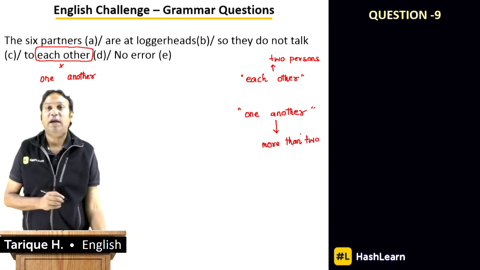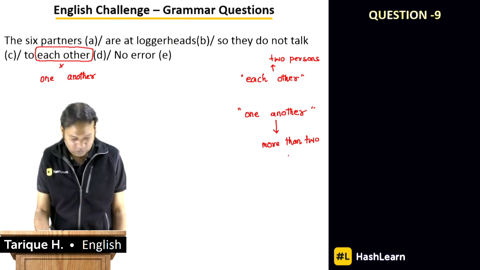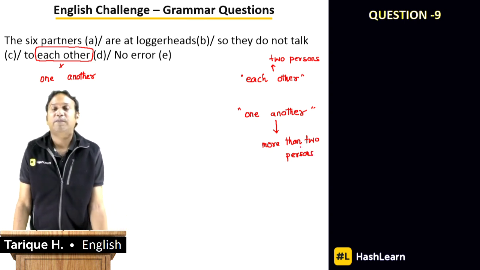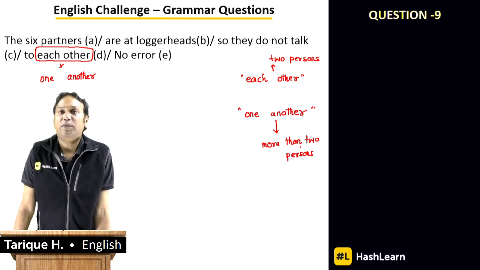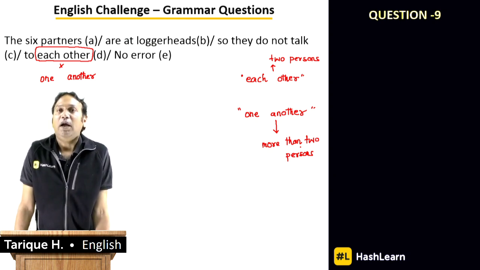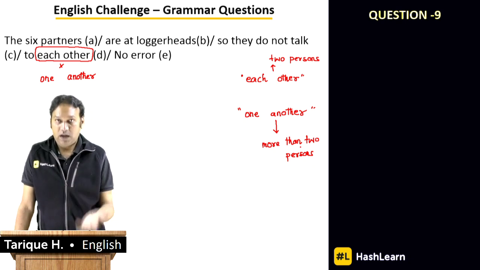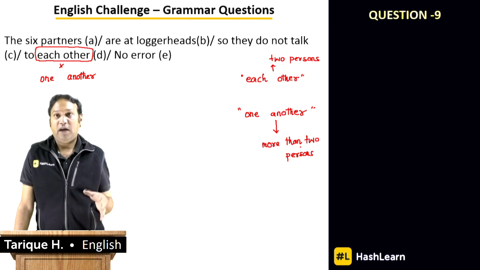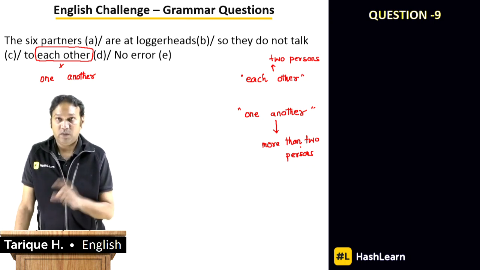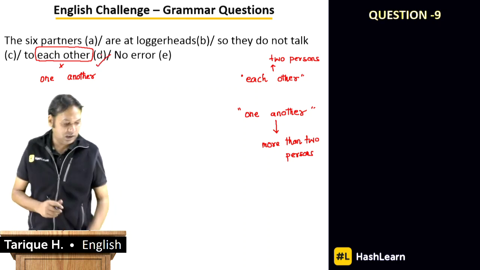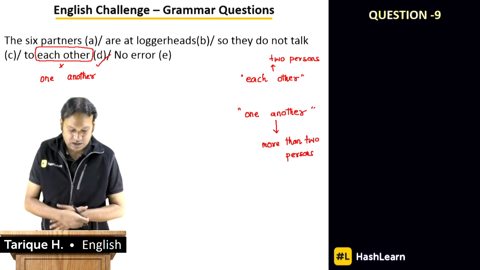And when do we use each other and when do we use one another? More than two persons. So please note it down. This part you can note down: when to use each other and when to use one another. Each other is used when you're talking about two persons. For example, Ram and Shyam should help each other. Ram and Shyam should look after each other. But if you say Ram, Shyam and Mohan should look after one another. That's how we write here. So this is why we say the answer is D. So that's question number 9. The answer is D.